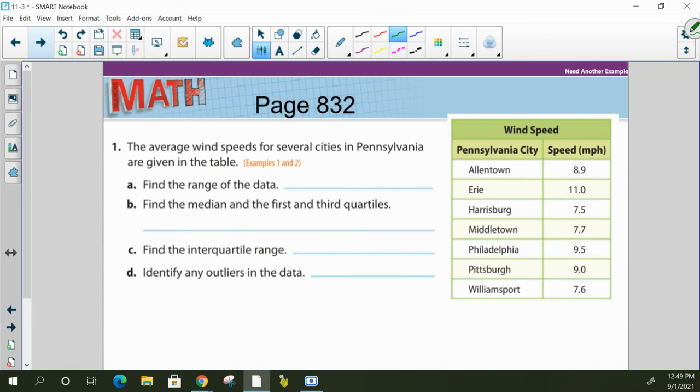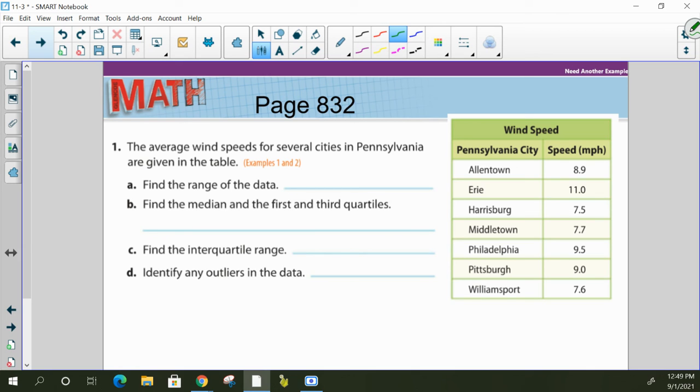Okay. We're going to do number 1 on page 832 under guided practice. Number 1 on your homework looks almost identical to this. So if you can do this one, then your homework is going to be easy for you. So here we have the average wind speeds for several cities in Pennsylvania.